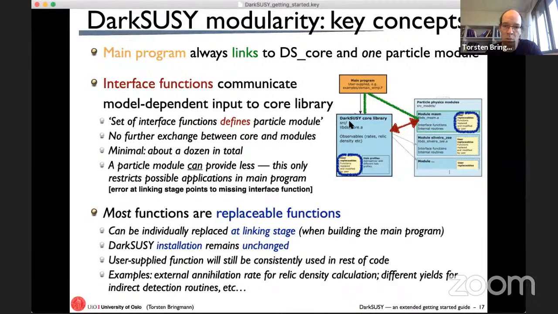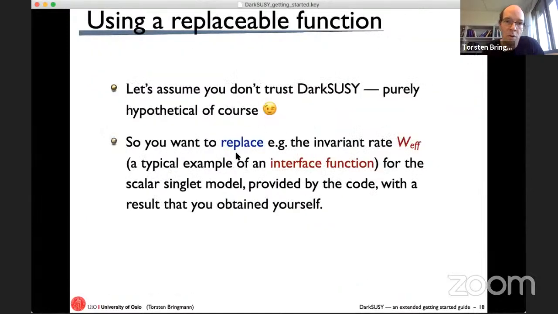We've talked about interface functions and replaceable functions. Replaceable functions are a very important concept, and we want to learn how to use them as well. The typical use case, or one use case, is that you want to change something that is implemented in DarkSUSY. That's an example I mentioned already in the first part. Let's say you have the invariant rate, which is an interface function, and you want to check what happens if you change it.